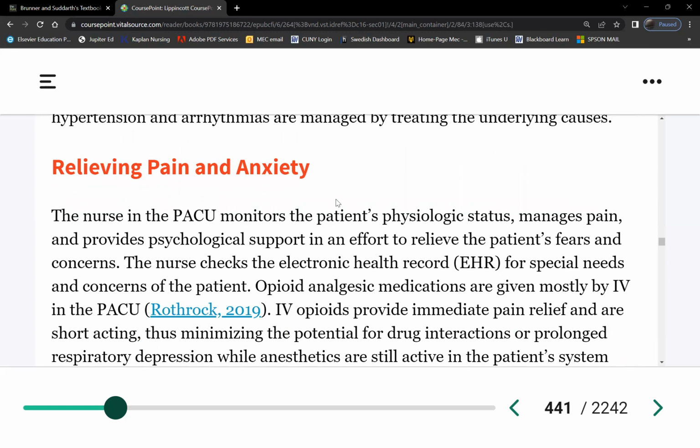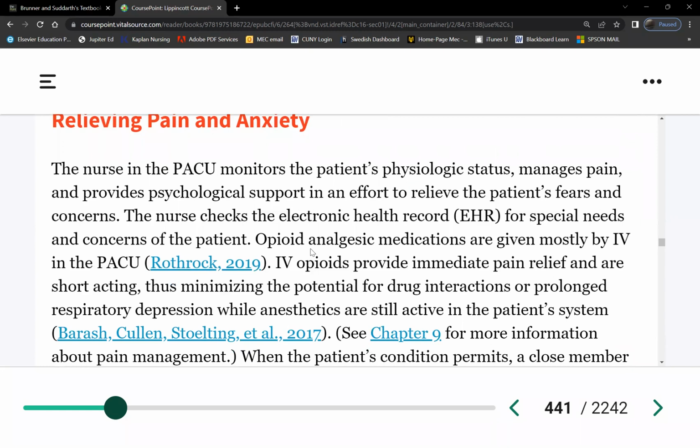Relieving pain and anxiety, because both of these are managed by drugs, and these drugs both depress the central nervous system. So give me examples of benzodiazepines that we routinely give. Anything that ends in zepam: temazepam, lorazepam, diazepam. And you're familiar with opioids? We did this last semester.